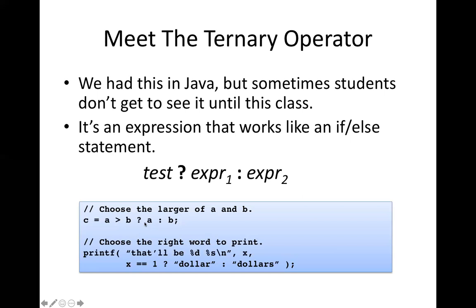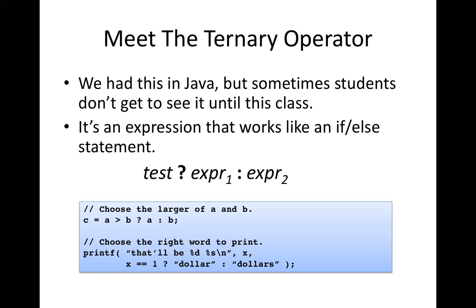So it's picking either the A expression or the B expression based on how this test goes. As a result, C is going to get whichever is bigger between A and B. This can work for numeric operands like I'm doing up here. It also works for strings.